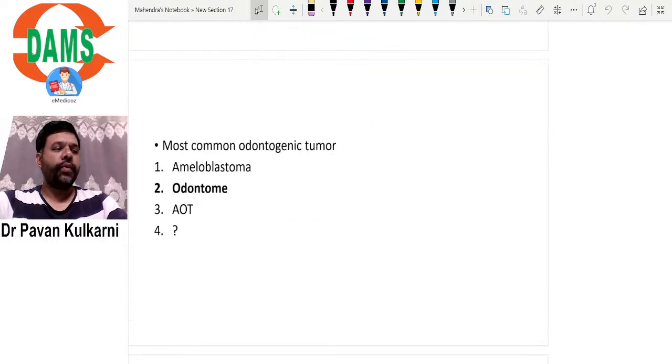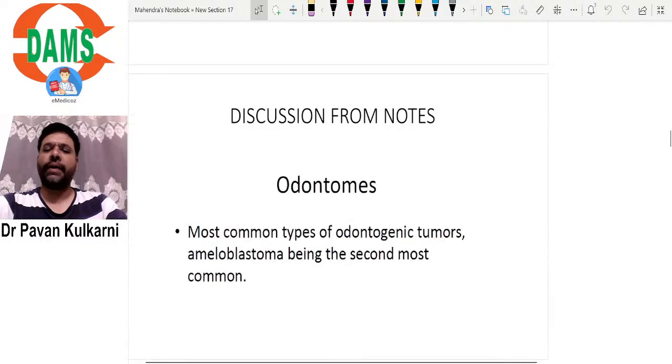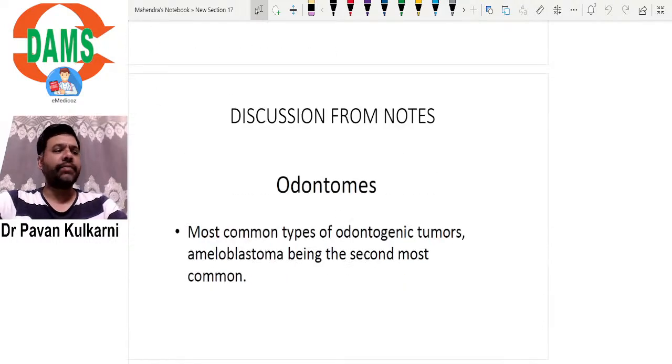Most common odontogenic tumor is, again, a simple single liner MCQ, that odontome is the most common odontogenic tumor. We know that odontome is the most common, and second most common is nothing but your ameloblastoma. Again, this has been typically directly picked as a single liner MCQ, that the most common type of odontogenic tumor is odontomes, ameloblastoma being the second most common type.